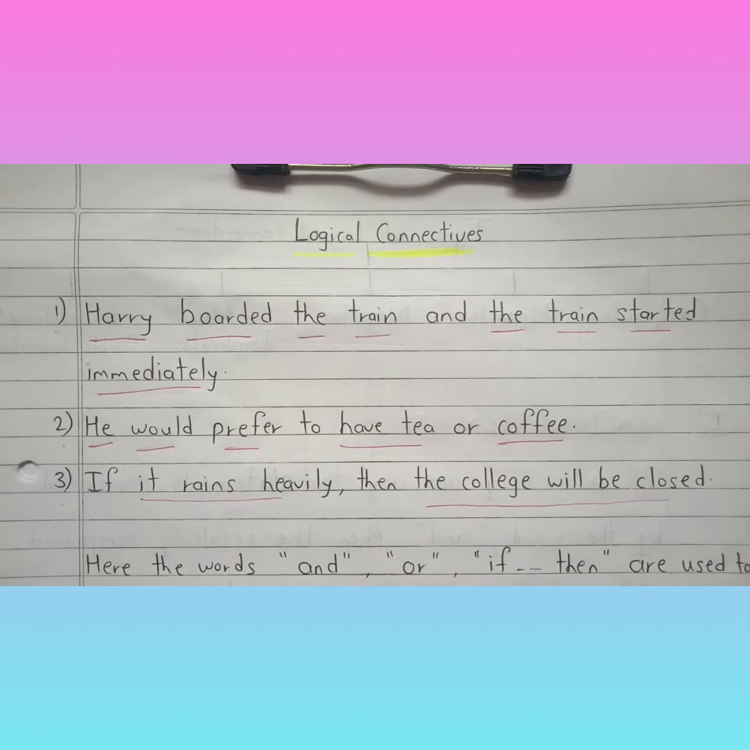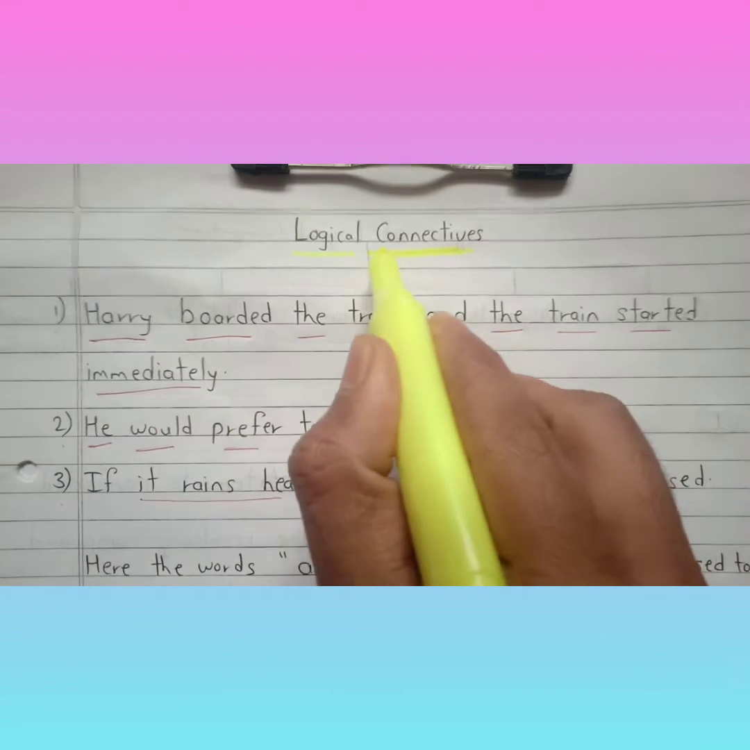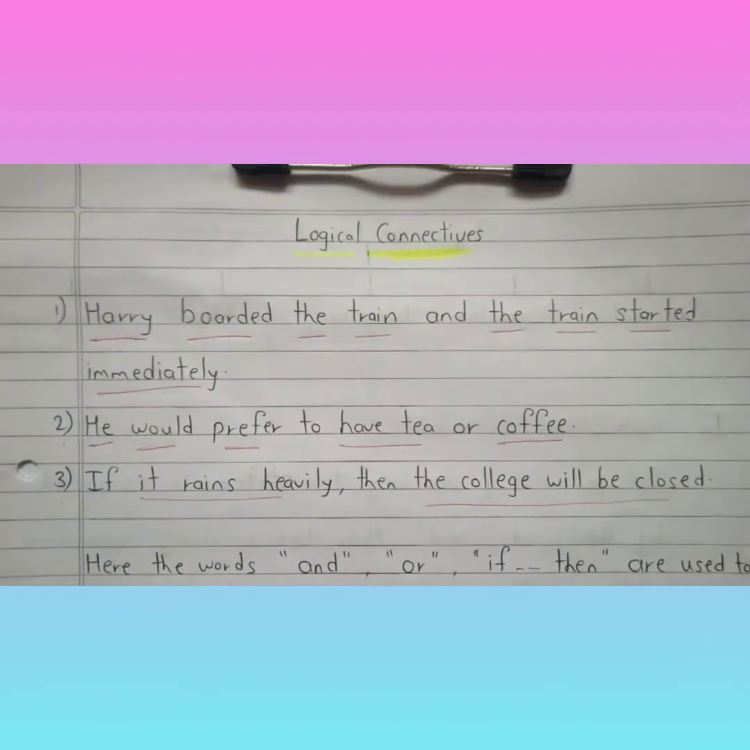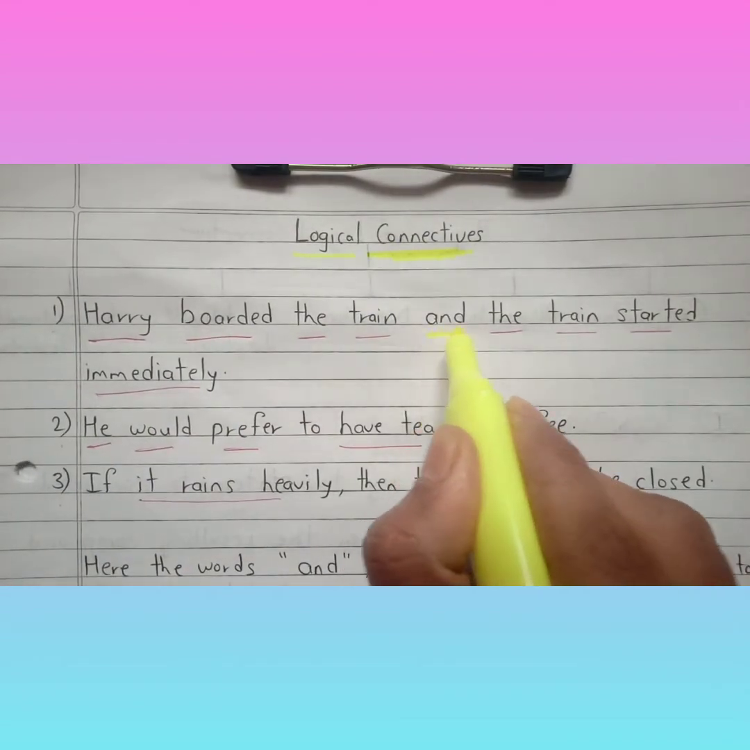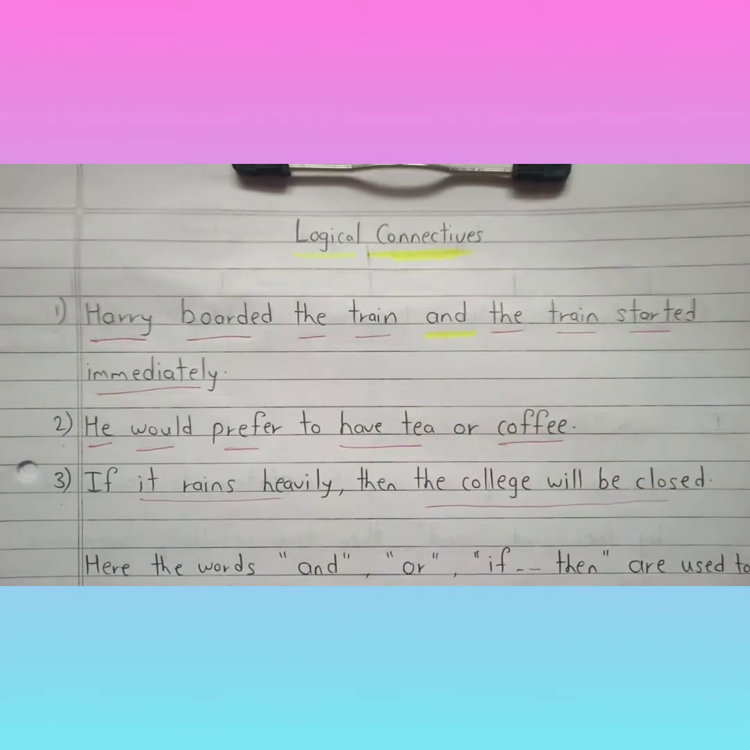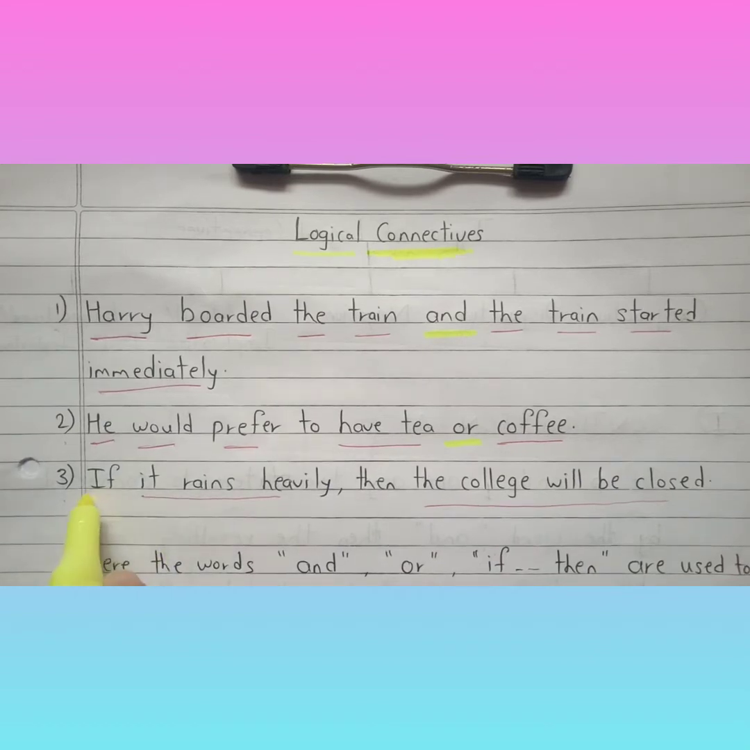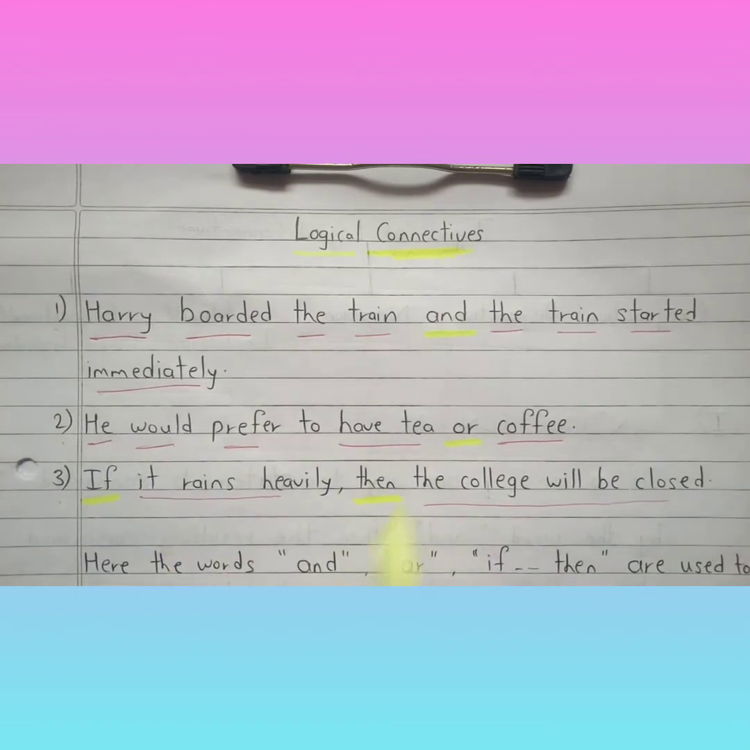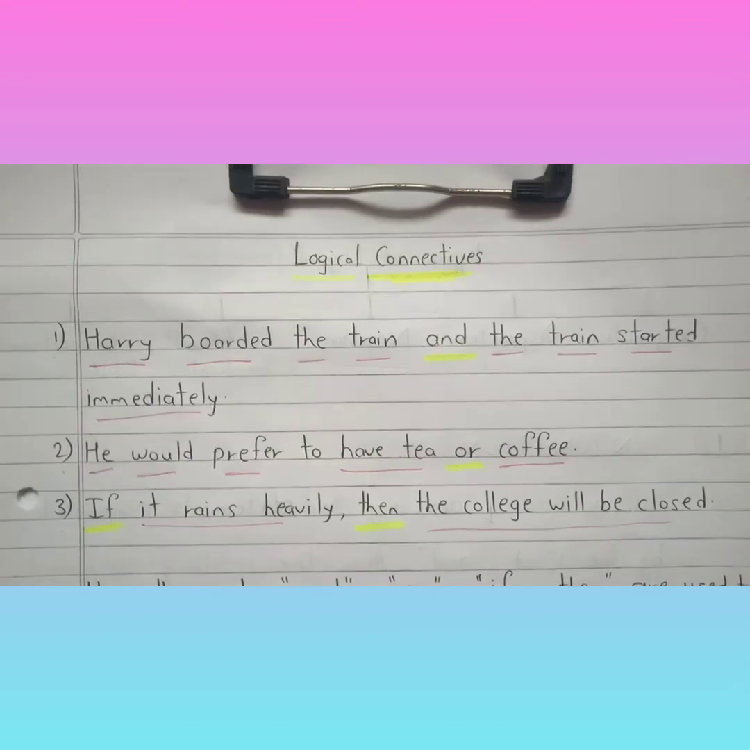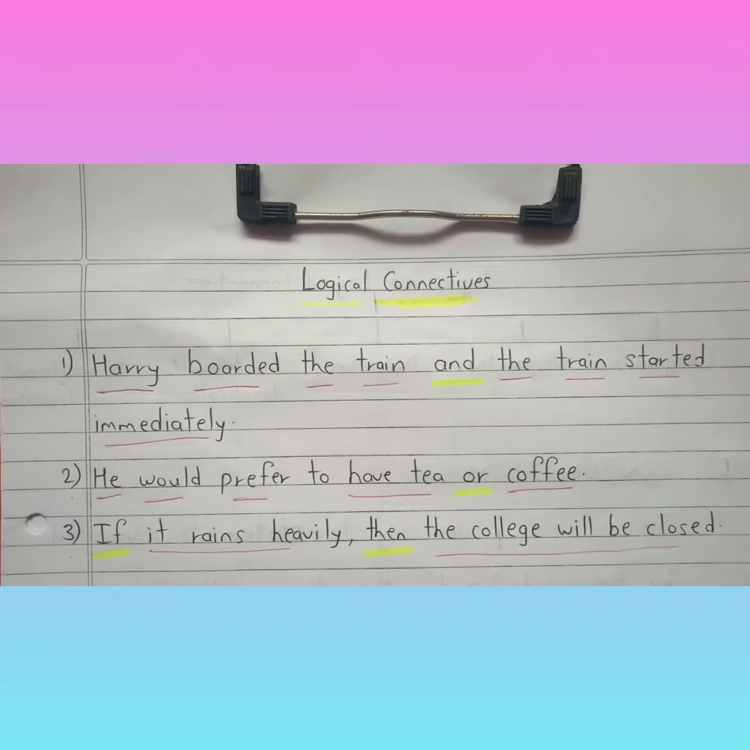Now when you listen to or see these sentences, what do you feel? These are very common sentences, but there are some words which are actually the connectives. Which are those words? In the first statement the word is 'and', in the second statement the word is 'or', and in the third statement the word is 'if then'. These words are connectives. Why are these words called connectives? Because they connect two different statements.